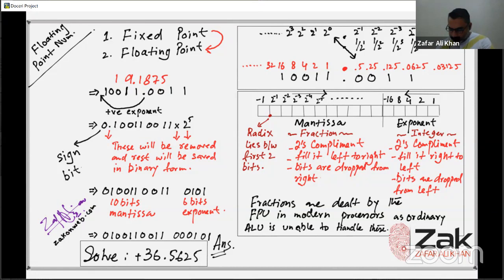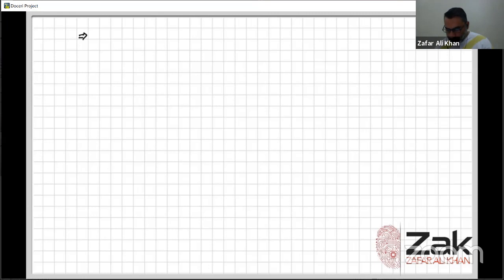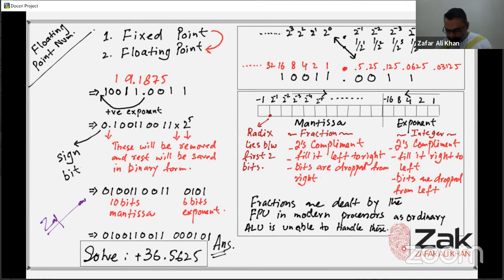All right, 3 minutes are over. So let us start further. Let's take the same number, 0100111111000101, and go backwards. Now we will go from floating point binary representation to its denary representation.